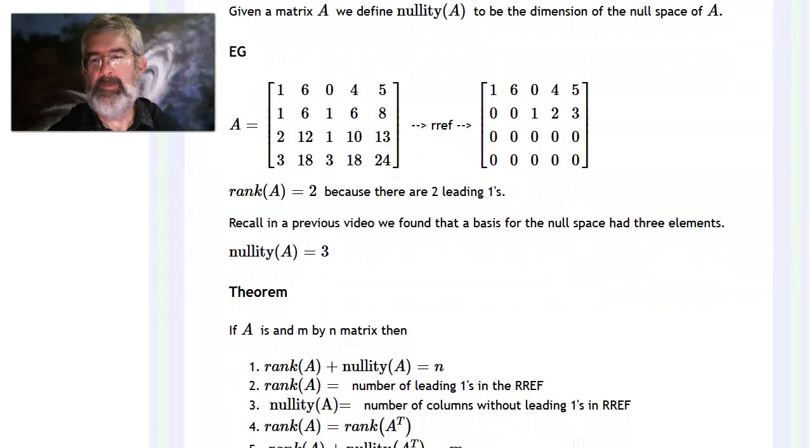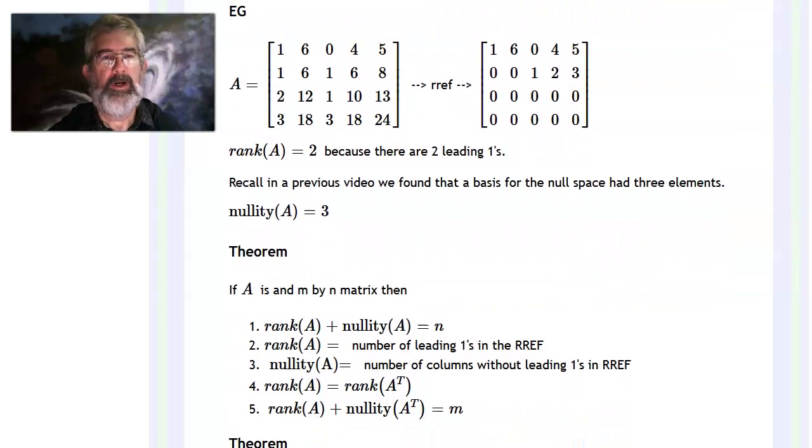The theorem here is actually several theorems in the book combined, just to get a bunch of things all organized in the same place. If A is an m by n matrix, then the claim is the rank of A plus the nullity of A will always be n. That's the number of columns in this matrix.